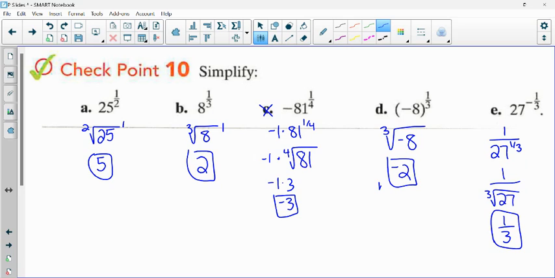If you did not realize the difference between the two, and you wrote it as -81 and the 4th root of that, can we take the 4th root of -81 if you did it like that? No, because again, you can never take even roots of negative numbers. So that has no real answer. So just be careful of parentheses versus not.